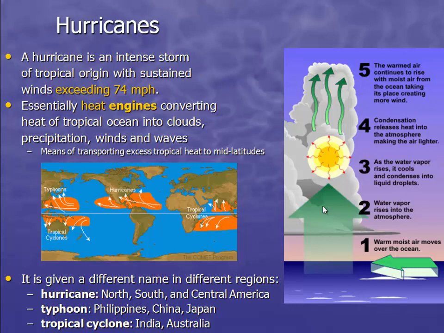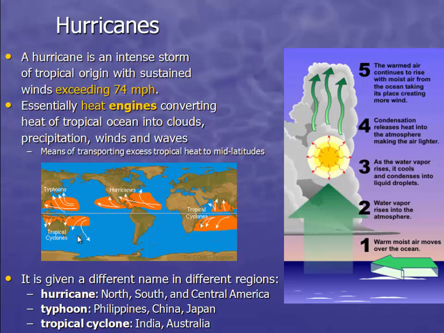The main purpose we have hurricanes on this earth is to transport this excess tropical heat and moisture to the mid-latitude regions. So these hurricanes will often curve away from the tropics in either a north or a south fashion to sort of transport this energy away.